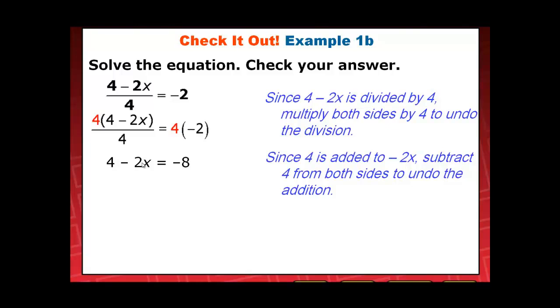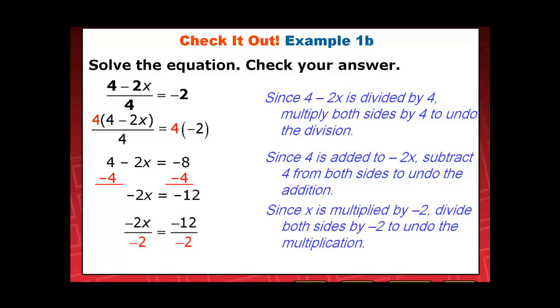Okay, be careful. So the sign for 4 here is positive. So we will remove it by negative 4 from both sides, or subtract 4 from both sides. And here negative 2. When I divide, I will divide by negative 2 on both sides. Negative 2 divided by negative 2 is 1. And negative 12 divided by negative 2, negative divided by negative is positive, and 12 divided by 2 is 6, so x equals 6.